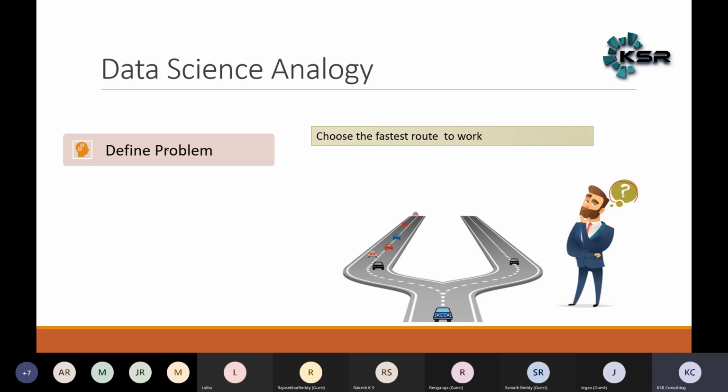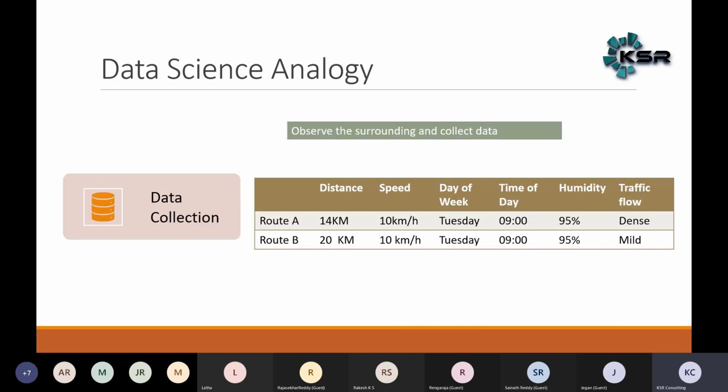So the business problem and objective here is that we need to choose the fastest route to work. Is route A the fastest route, or is route B the fastest? By observing, we are clear with the business problem, right? Is everyone clear about the business problem? The objective is very clear: we need to choose the fastest route to work.